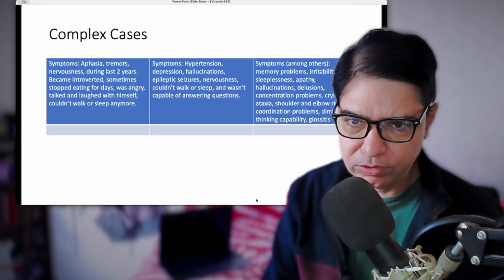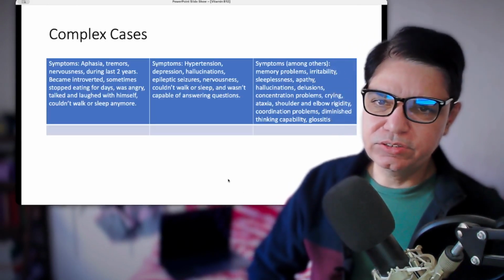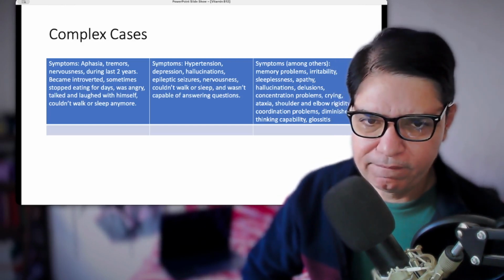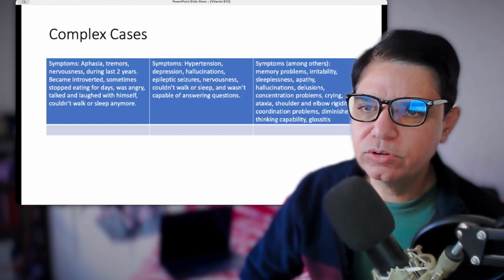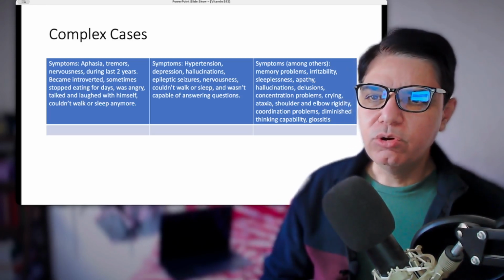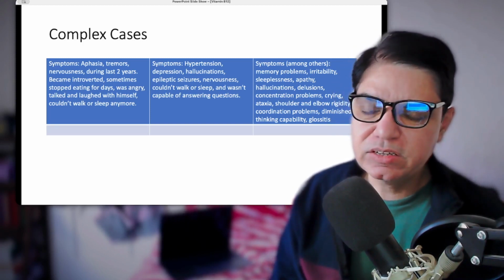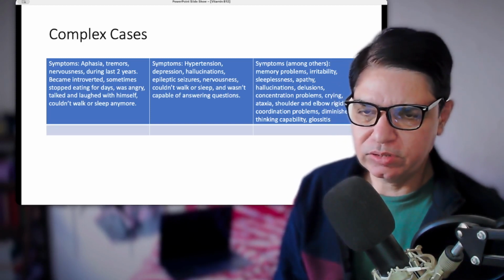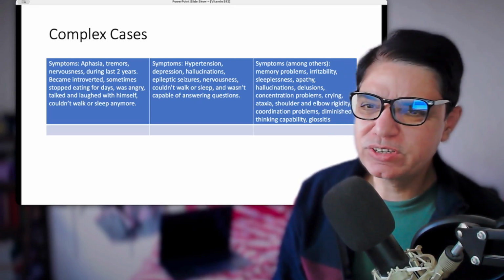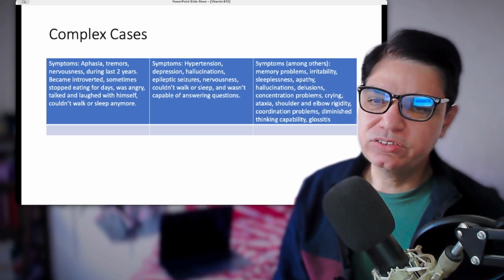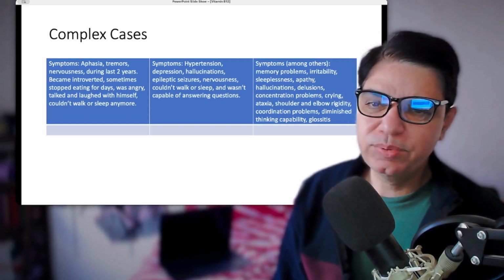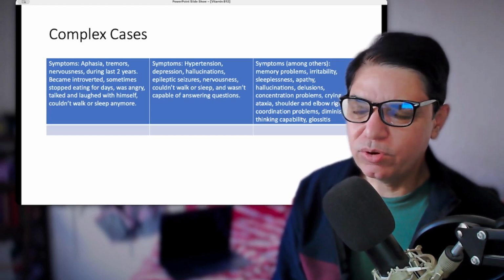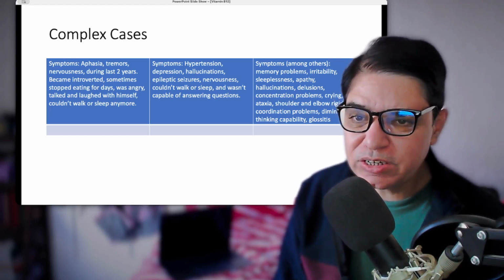Okay, if you go through these 3 cases, can you see them on your screen, these complex cases? Look at the first one. The symptoms: somebody who has aphasia. Aphasia means that at times he becomes mute. Okay, he's not able to speak while otherwise fine. He has tremors, has nervousness, like anxiety, and this has been happening for the last 2 years. He has become introverted, meaning not talking too much. Sometimes he stops eating for days, so thinking of maybe some eating disorder as well.